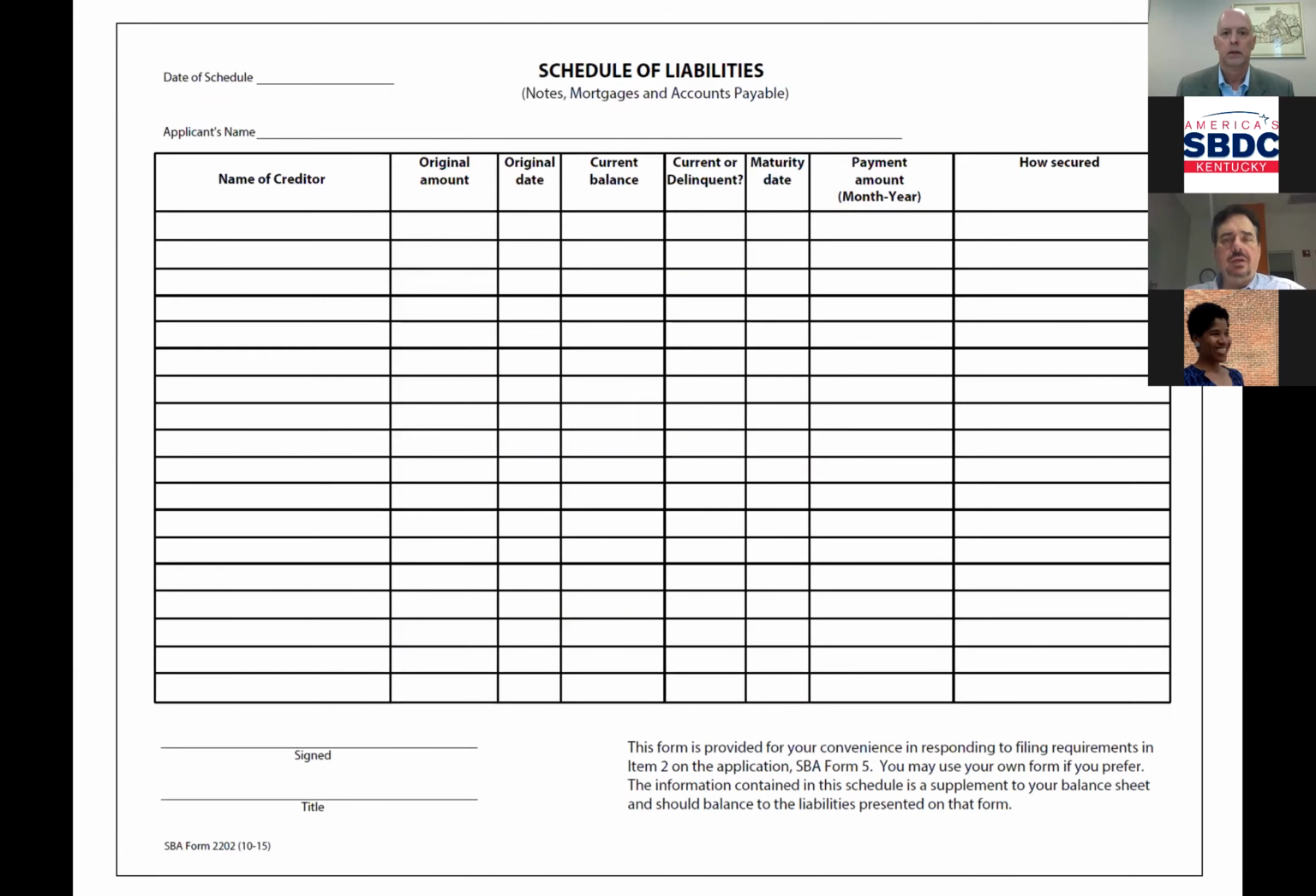Then we get into the schedules that have to be uploaded as well, the schedule of liabilities. These are all existing loans, lines of credit, also accounts payable. So we've got trade debt, suppliers or 1099 wages, things like that. List everything here. Anything you need to add on this one, Michael? No, that's pretty straightforward there.